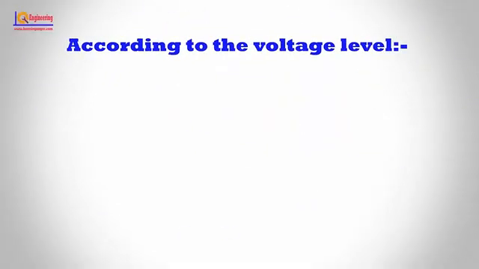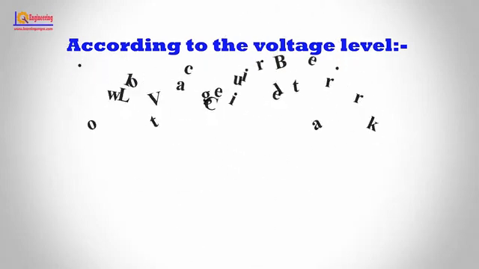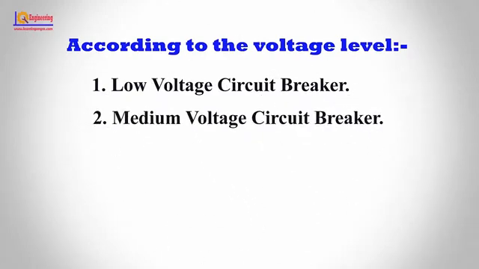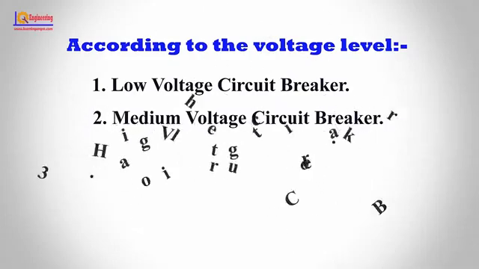Firstly, we classify the circuit breakers according to the voltage level they can operate on. So there are three most used types of circuit breakers in this category. 1. Low voltage circuit breaker. 2. Medium voltage circuit breaker. 3. High voltage circuit breaker.